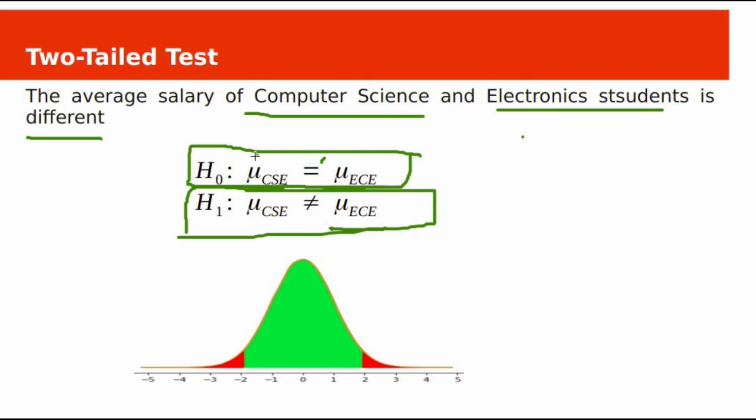Here, if the CSE students' salary is less than or greater than the ECE students', then you will reject this null hypothesis. It means rejection will be on two tails. Greater than or less than the ECE students' salary will lead to rejection of this null hypothesis. So it is a two-tail test.